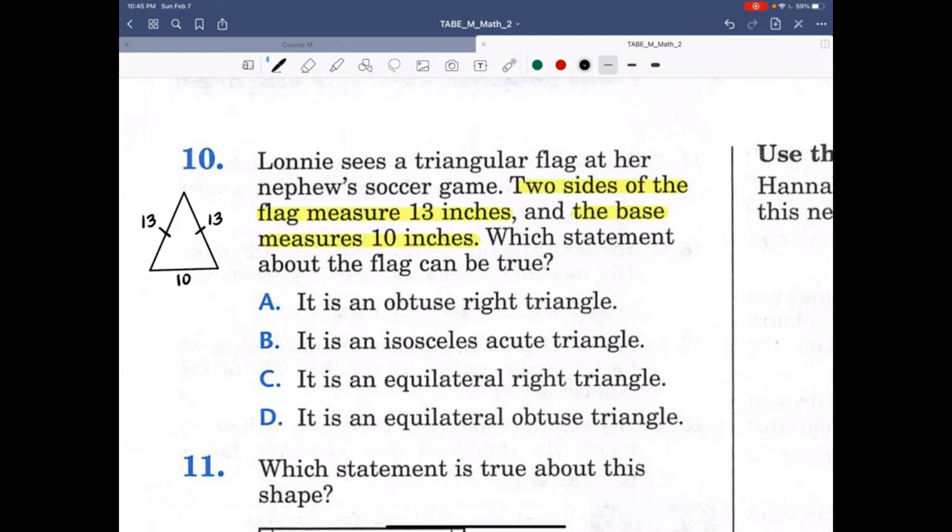It is an obtuse right triangle. That's not true. It is an isosceles acute triangle. That's true. All of these are less than 90 degrees. And isosceles has 2 equal sides. Equilateral means all sides equal. So number 10 is B.